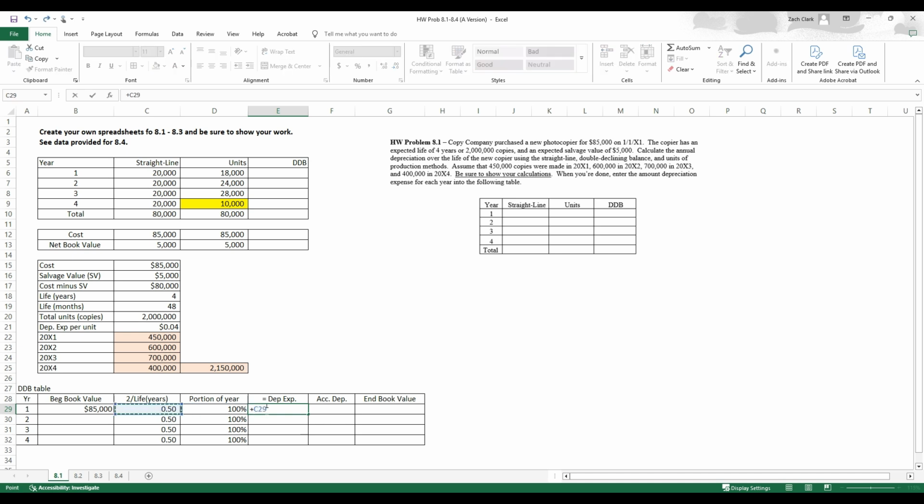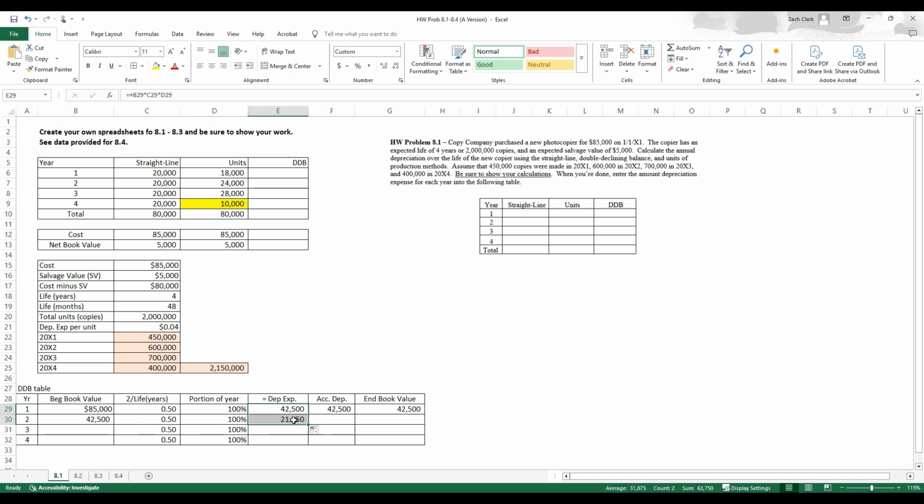Okay. So again, we take our beginning book value times our depreciation rate, and the 2 is just because it's double declining, so it's always 2 divided by the life in years. The portion of the year is just 100% because it's a full year's worth of depreciation. Our accumulated depreciation is the same as our depreciation expense because this is the first year. And then we take book value minus the accumulated depreciation to get an ending book value. Then we carry that ending to the beginning of the next row.